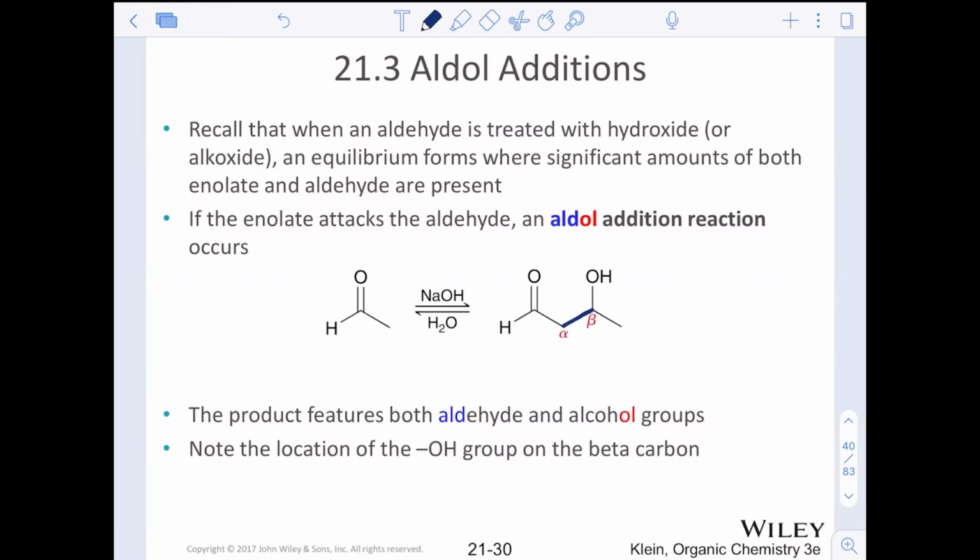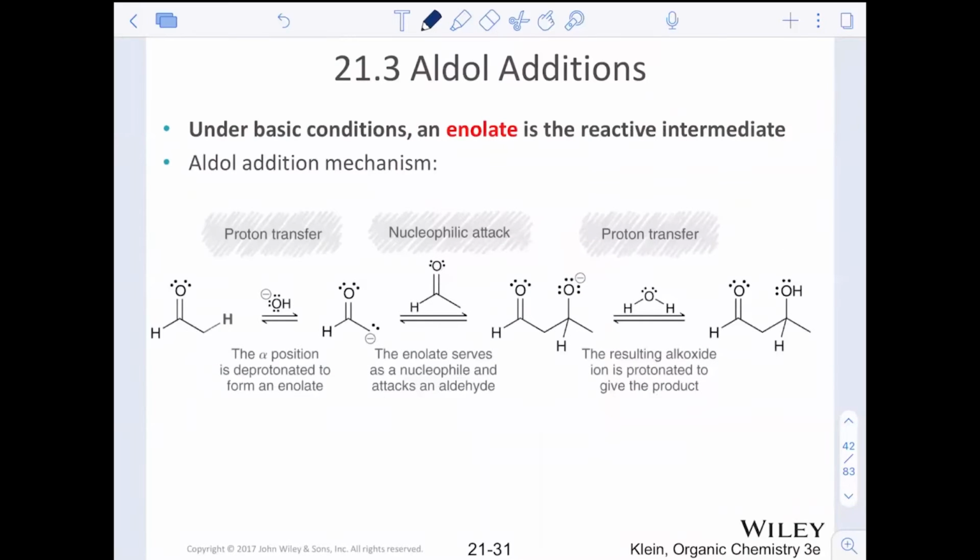At this point, we'll see that it is a beta hydroxyaldehyde. The product features both the aldehyde and the alcohol group, which is why it's called aldol. The location of the alcohol group will always be on that beta carbon. Under basic conditions, an enolate is the reactive intermediate. So this is always going to be done under basic conditions.